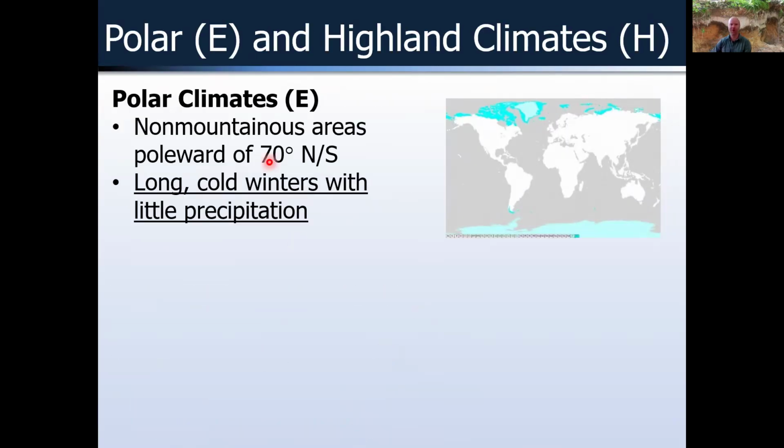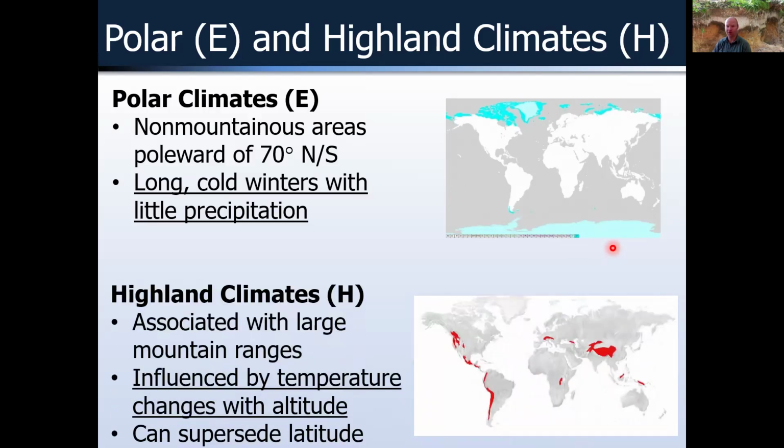Moving even further north, so north of 70 or south of 70 degrees latitude, in non-mountainous regions, we call those polar climates, E. And so you have these long, cold winters, and they're actually kind of literally cold deserts in their own way because there's very little precipitation in these Arctic regions. It just doesn't really melt or hardly melts. And so the little bit they receive tends to stick around a while.